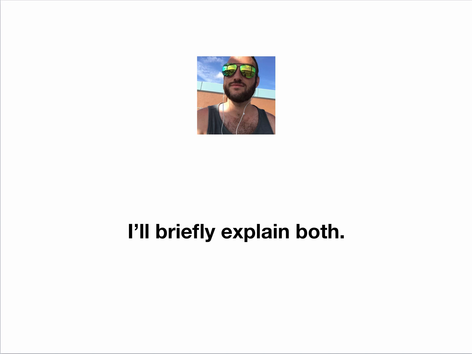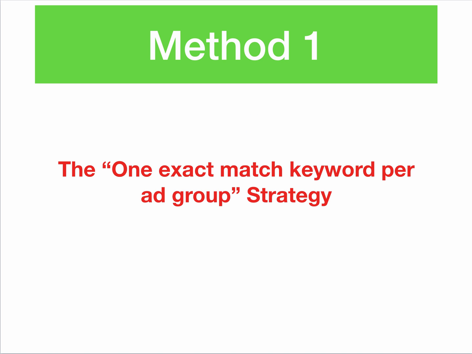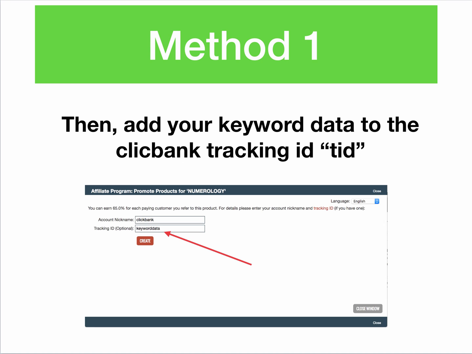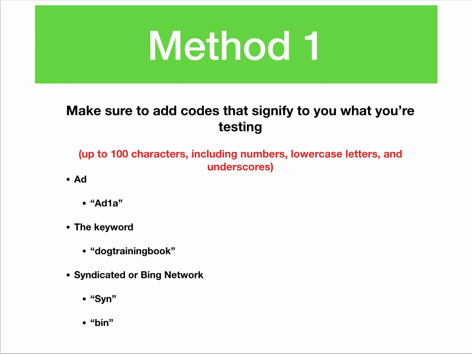I'll briefly explain both. Method 1, the one exact match keyword per ad group strategy. This is exactly how it sounds. You create a new ad group for each exact match keyword. And then you add your keyword data to the Clickbank tracking ID, also known as the TID. Like in the screenshot you see here, you would add your keyword tracking words to the tracking ID section there.